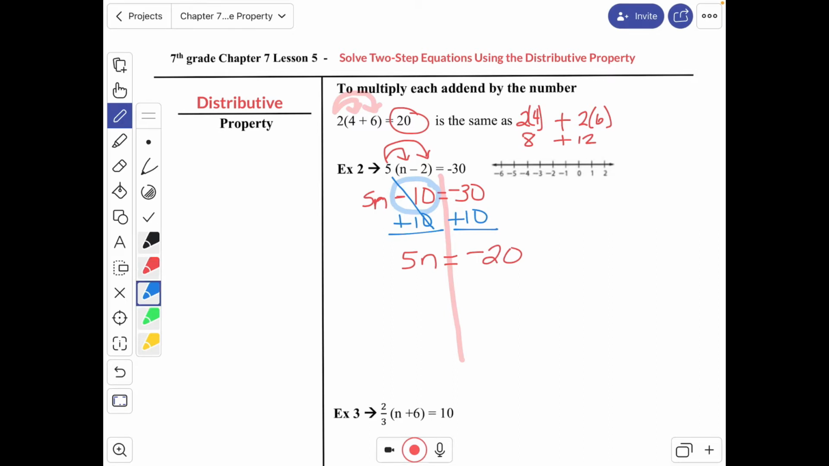And then we want to get rid of the 5 because we want the n to be by himself. So the opposite of multiplying by 5 is dividing by 5. On the left side, the 5's cancel. N comes straight down, equal sign straight down. And then on the right, it's negative 20 divided by 5, which is negative 4. And we have a number line there, so let's go ahead and plot that. That means that n could be negative 4. We just put a dot on negative 4.